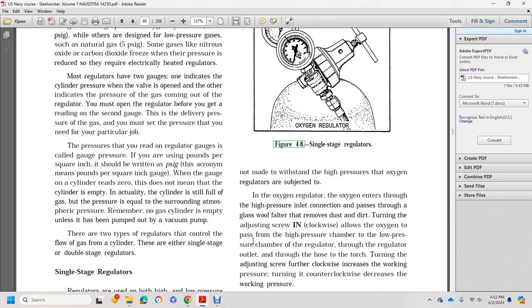In the oxygen regulator, the oxygen enters through the high pressure inlet connection and passes through the glass wool filter that removes dust and dirt. Turning the adjusting screw clockwise allows the oxygen to pass from the high pressure chamber into the low pressure chamber of the regulator, through the regulator outlet and through the hose to the torch. Turning the adjusting screw further clockwise increases the working pressure, and turning counterclockwise decreases the working pressure.